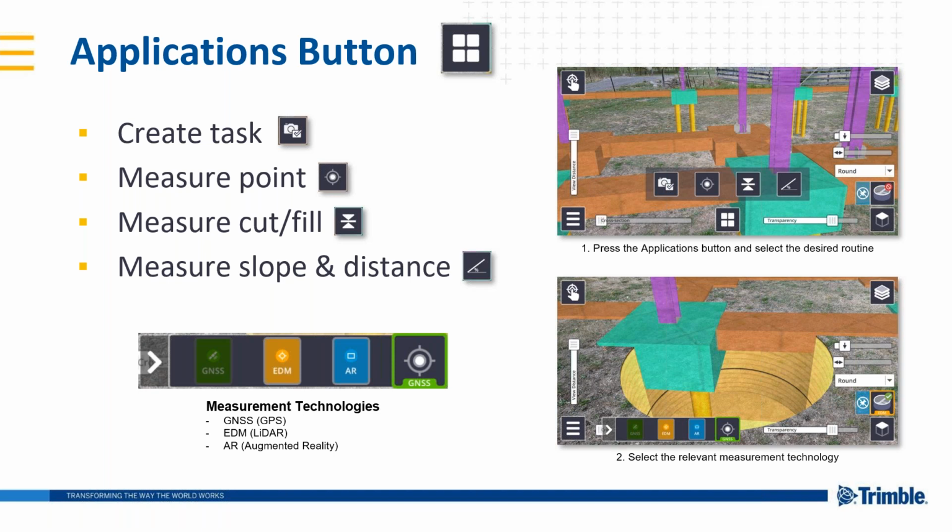So the GNSS, as you might expect, just measures a point using the GNSS in the handheld. The EDM uses the laser that comes out the front to measure a point that might be remote from where you're currently located. So it might be over a fence, over a river, up on the side of a building, something that you might not be able to visit. And then augmented reality allows you to select a point on the model. I have an example of this on the next slide.